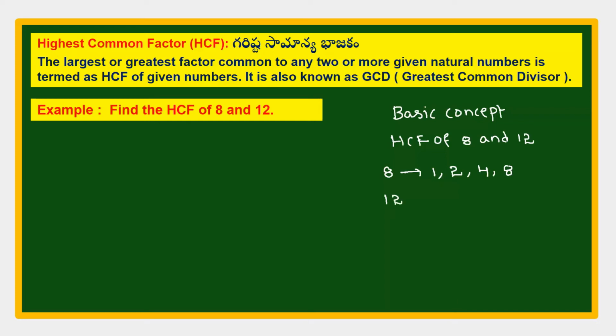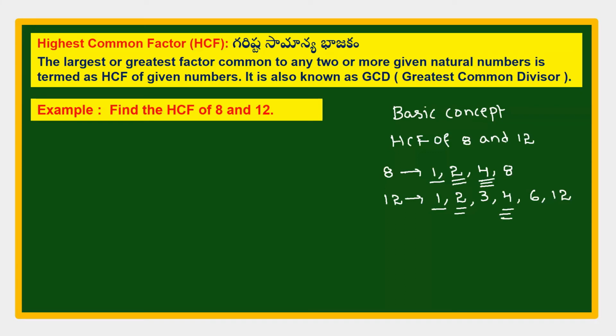Here I write factors of 12. So factors of 12 are 1, 2, 3, 4, 6 and 12. It means 12 is divided by 1, 2, 3, 4, 6 and 12. Here common factors are: here 1 is there, here also 1 is there, and 2, here also 2, and here 4 is there, so here also 4 is there. So common factors are 1, 2 and 4.